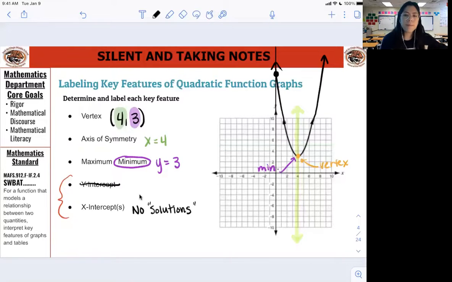Any other questions? So again, when there are no x-intercepts, if there's none, we call that no solutions. All right, check it out. Any final questions? We are going to do one more, but are there any questions right now?